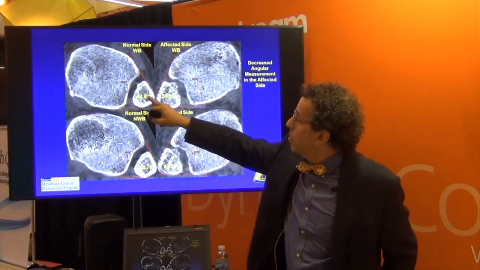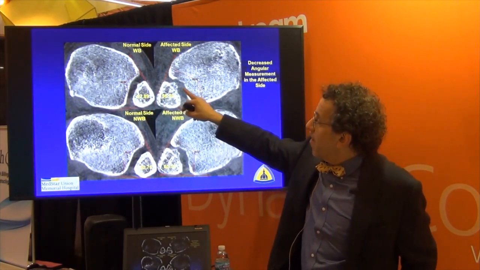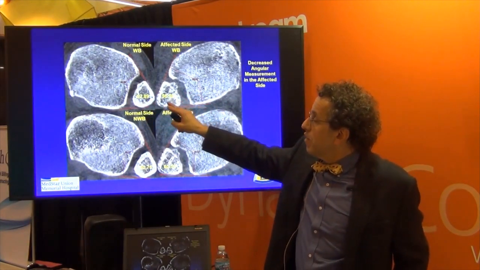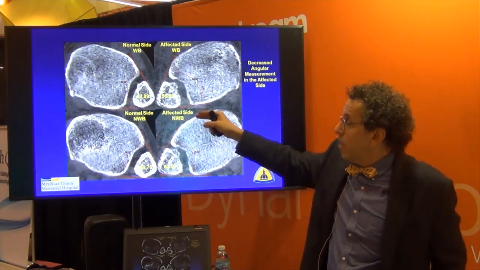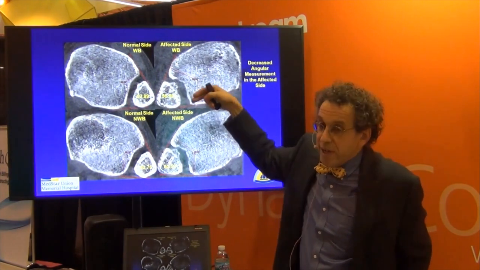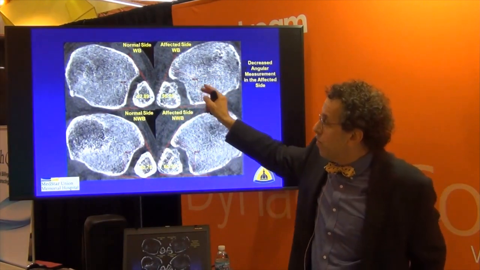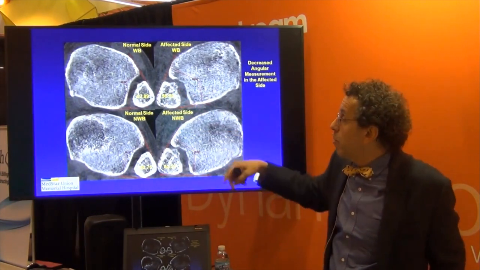So the normal side weight-bearing is a 62-degree angle. The affected side weight-bearing is 56 degrees. So that's a more acute angle, which means that that fibula is being squirted out of the incisura. So you've got a widening of your syndesmosis space, and this angle, again, is very reproducible.